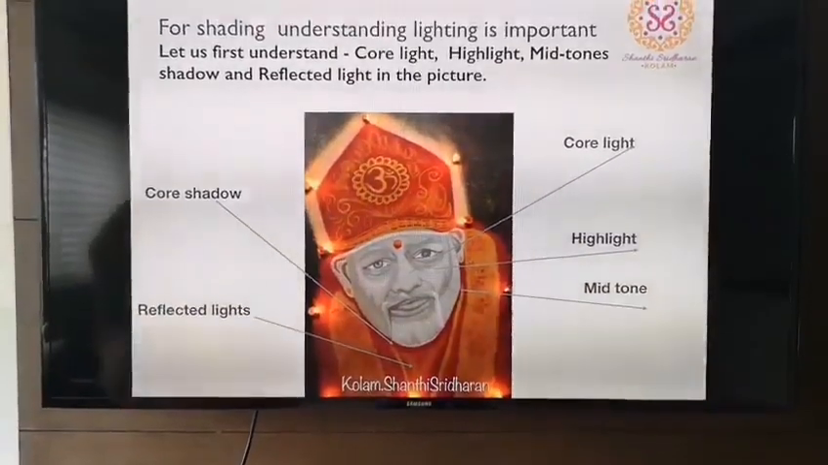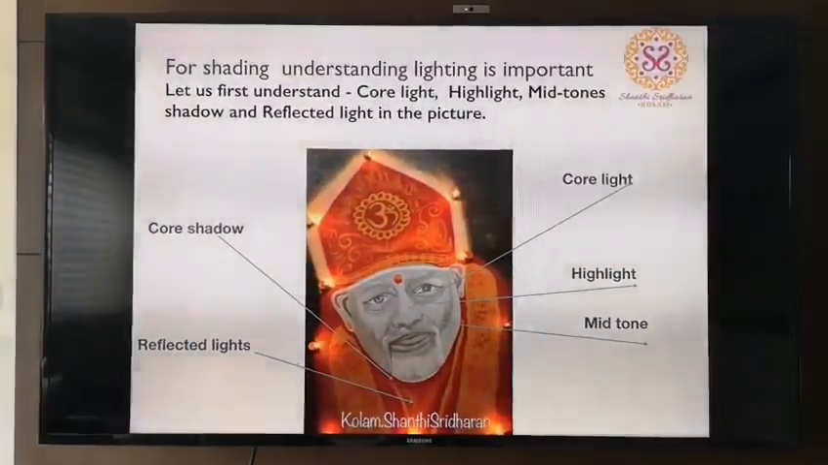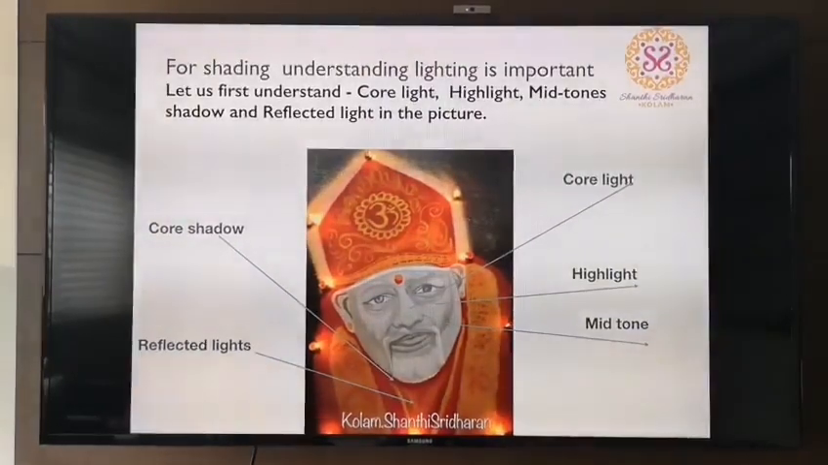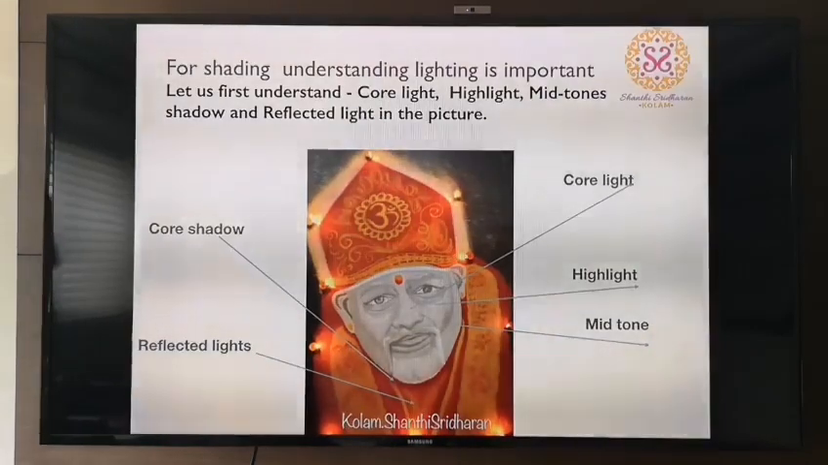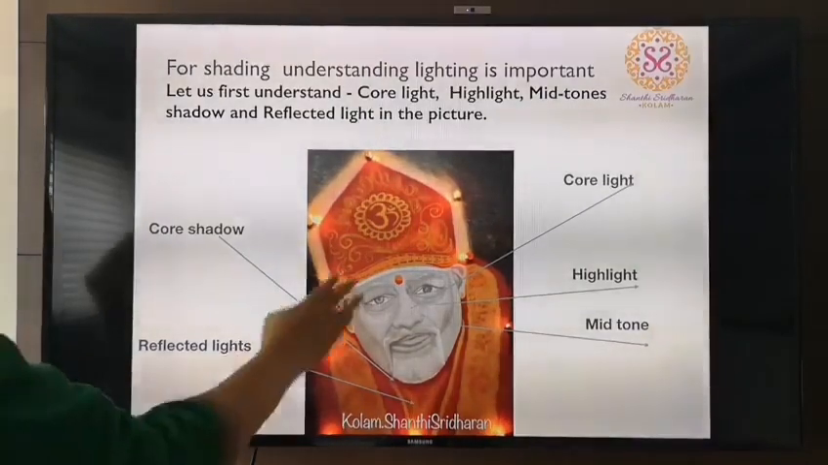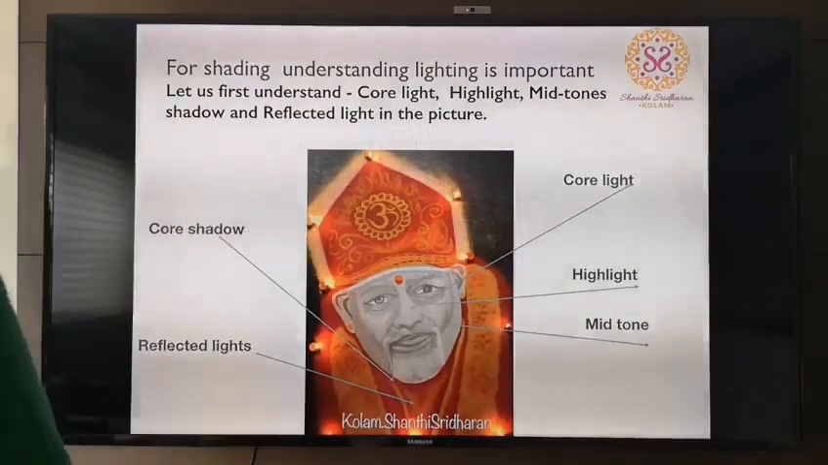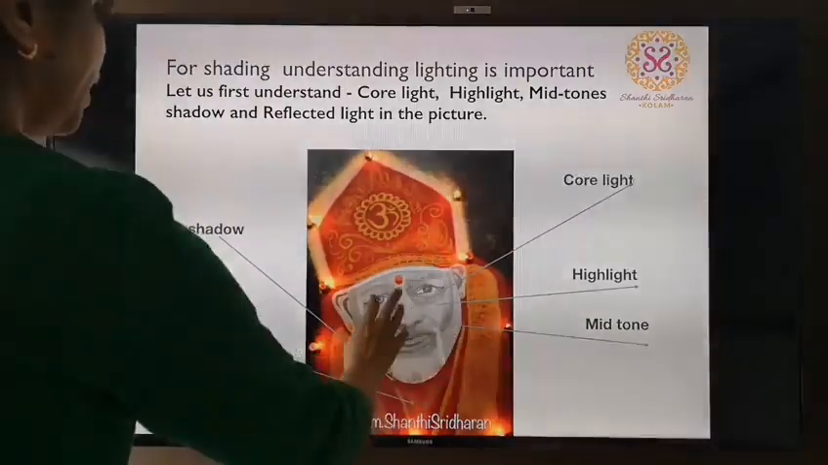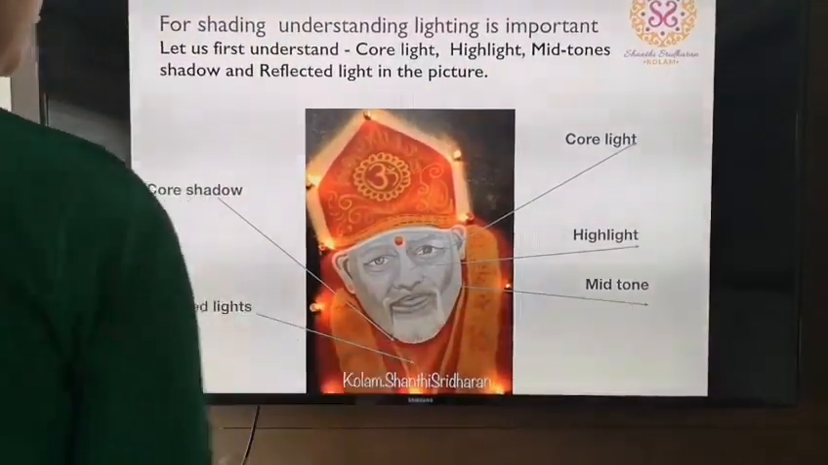Now for shading, understanding light is very important. Let us first understand core light, highlight, midtones, shadow and reflected light in this picture. As I have already told you, this is a portrait of Sai Baba and the light is illuminated on his face. This side will be my lighter side and the shadow side will be under his neck.